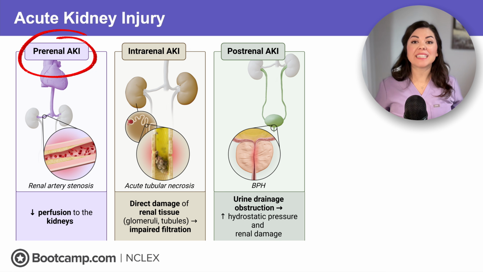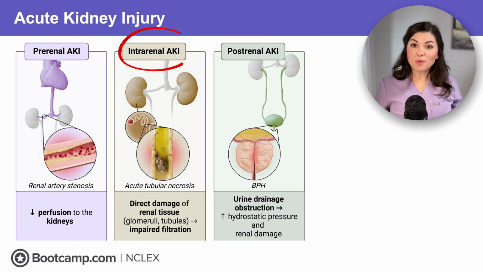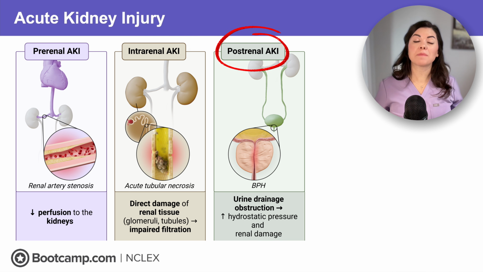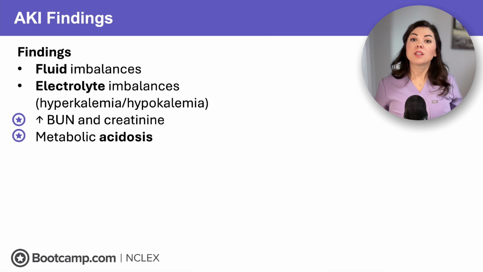Causes depend on where the problem starts. Prerenal is caused by decreased perfusion to the kidneys. Think dehydration. Intrarenal is caused by direct kidney damage. Think nephrotoxic drugs like CT contrast. And postrenal is caused when there is a blockage of urine flow, causing urine to back up and damage the kidneys, like BPH.